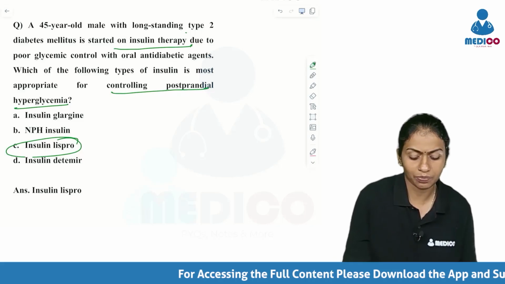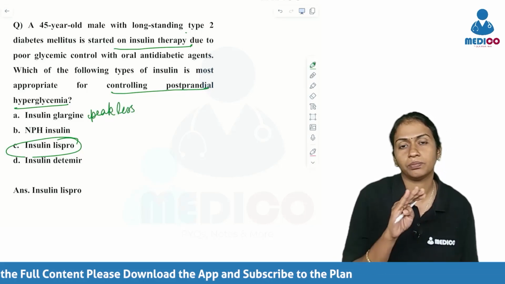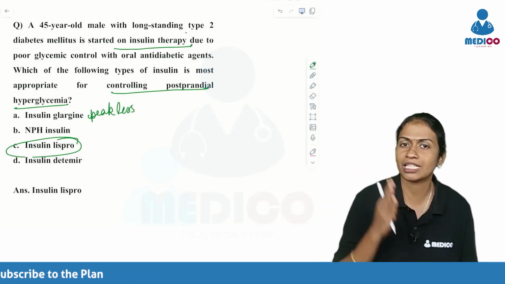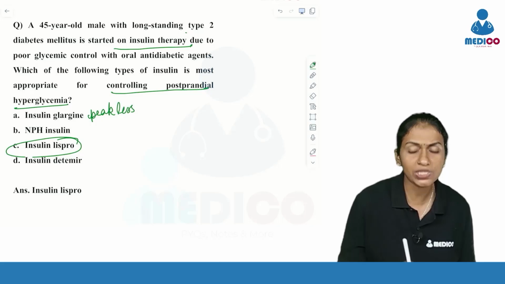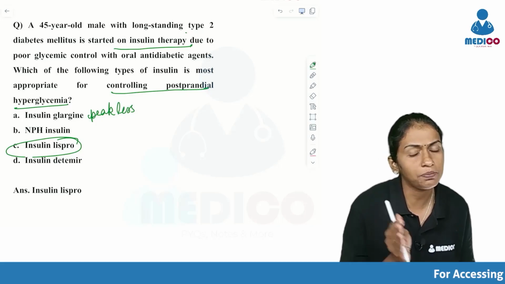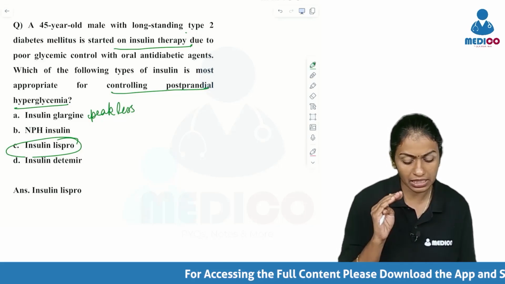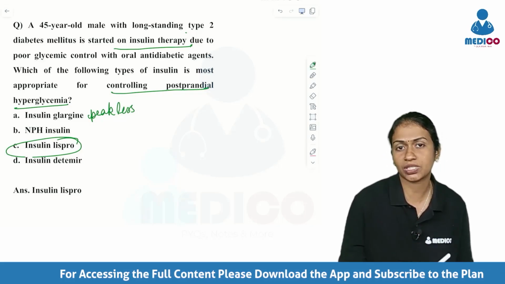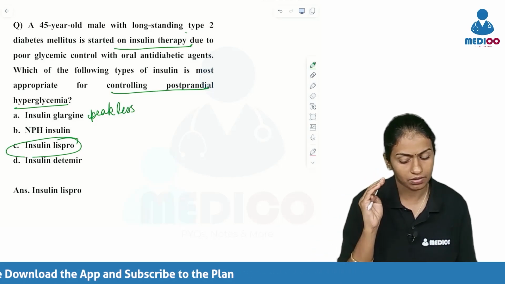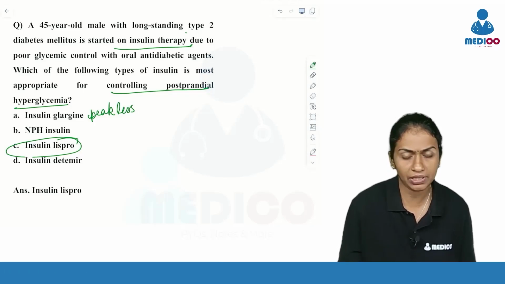Glargine is called a peakless insulin. We give this glargine to provide the base level insulin levels, and then you give this Lispro, aspart or glulisine, which are rapid acting insulin analogs, to control the postprandial hyperglycemia. The intermediate acting agents like NPH insulin, though they are intermediate acting, cannot very accurately control the postprandial hyperglycemia.